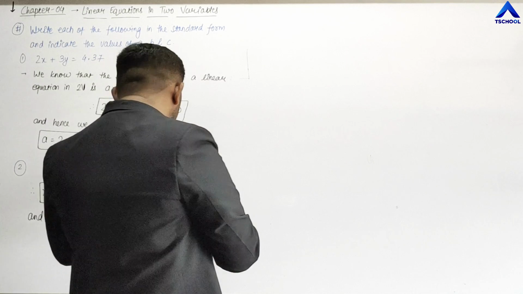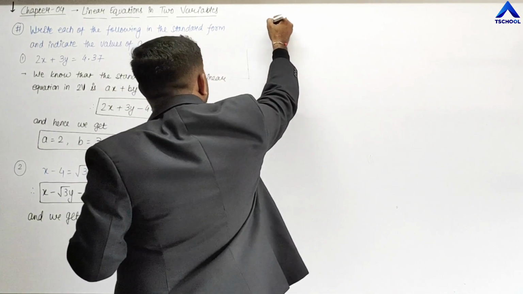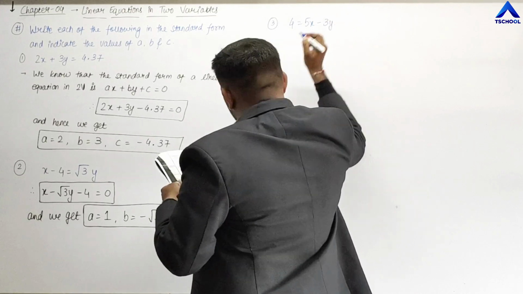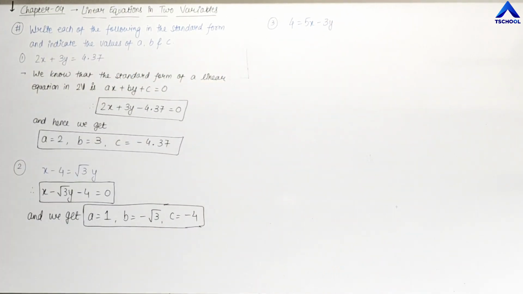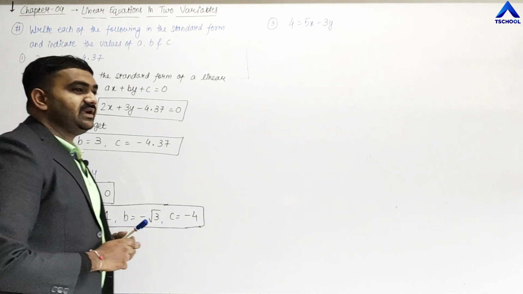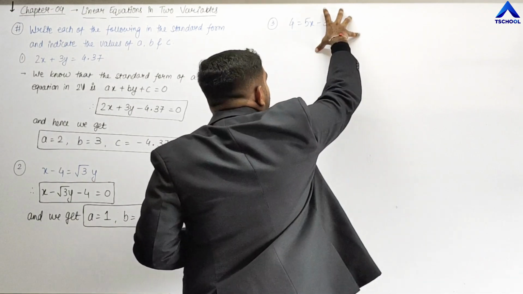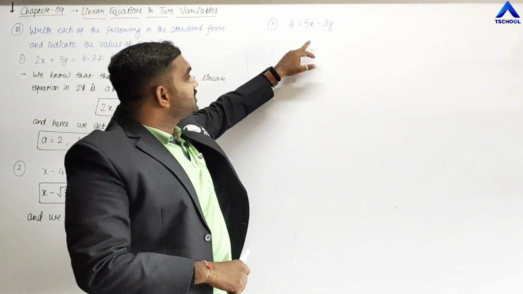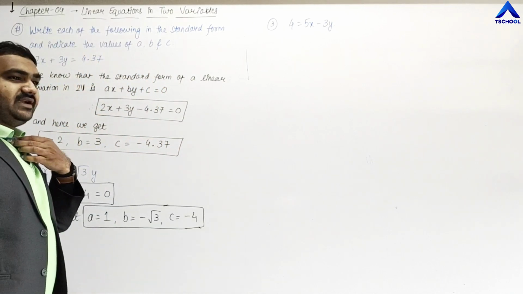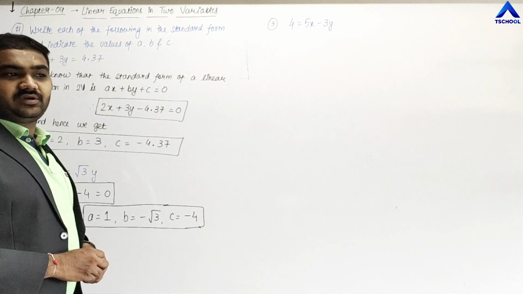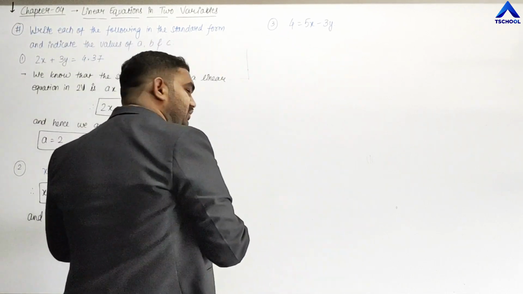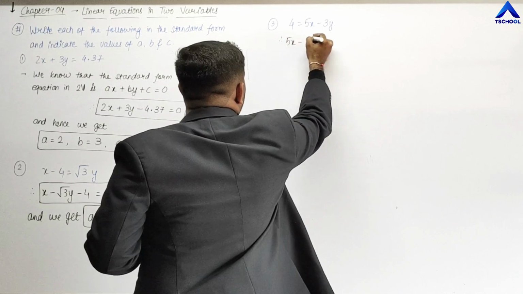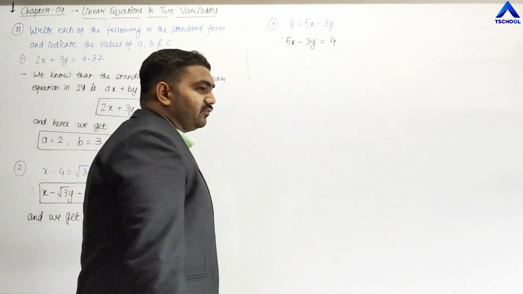Okay, so the third question, 4 equals to 5x minus 3y. Now friends, as I have said in the previous example, whatever terms are present here on the right side must be taken on the left side. Now as you can see here, it is given as 4 equals to 5x minus 3y. So friends, what we are going to do is, we are going to shift the constant term to the other side. Now what is the constant term here? 4. So therefore you can write it like 5x minus 3y equals to 4. Yes or no?